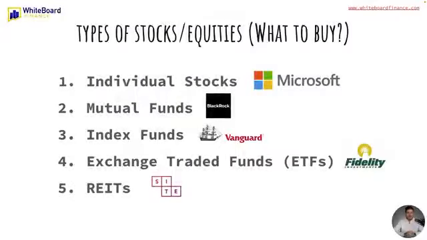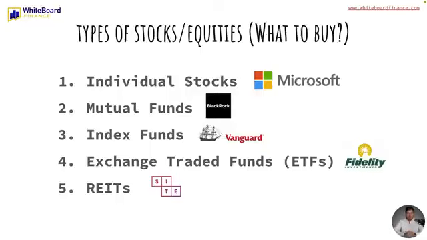Okay, so moving on to different stocks and equities, what to buy. These are just the different categories. We'll be breaking these down individually, so I'm just going to name these very quickly. So number 1 are individual stocks. This is exactly what it sounds like. You are investing in individual companies such as Microsoft, Apple, 3M, Waste Management, Verizon, doesn't matter. We're just using this as an example.